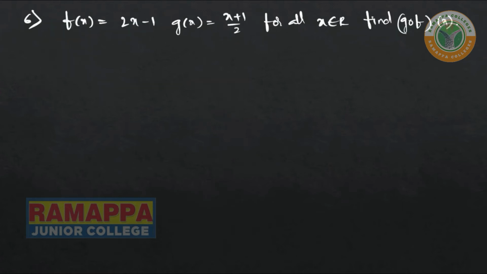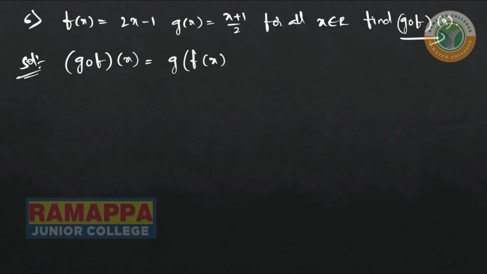Sixth question: f of x is equal to 2x minus 1 and g of x is equal to (x plus 1) by 2 is given in the question. Now find g of f of x, he is asking us to find here. Now the solution will go like this: g of f of x is given.